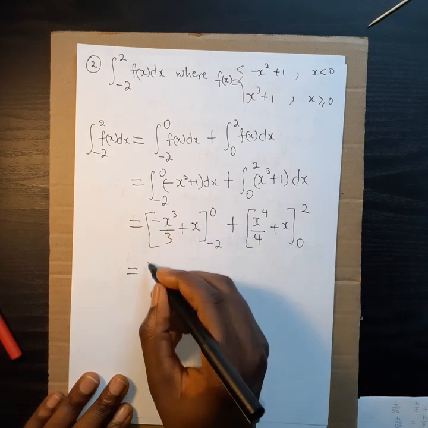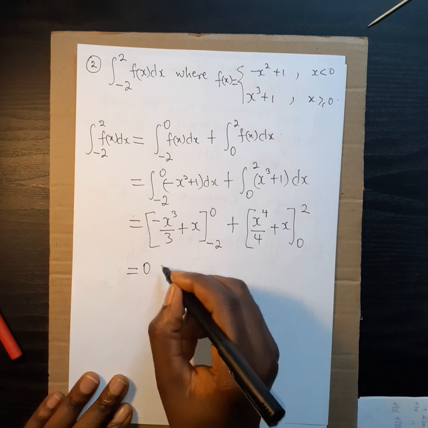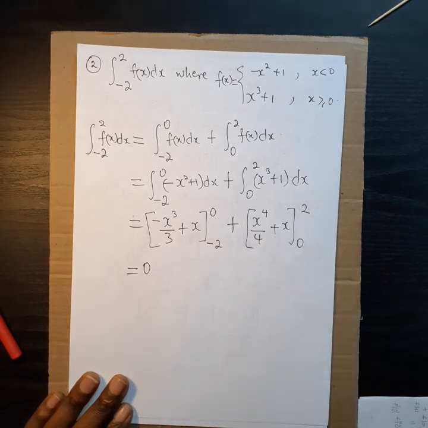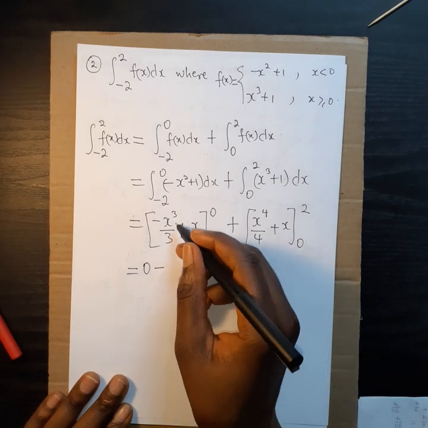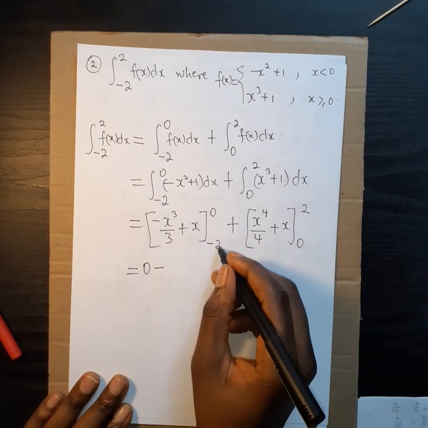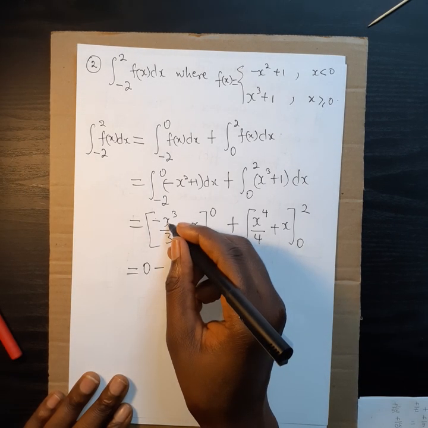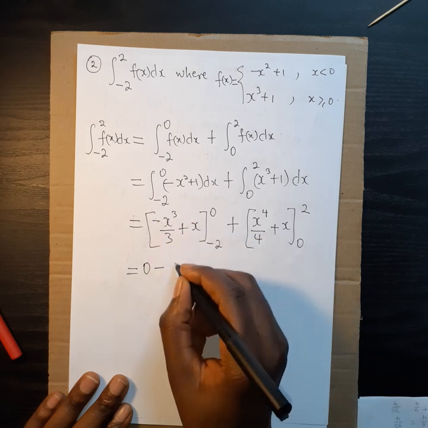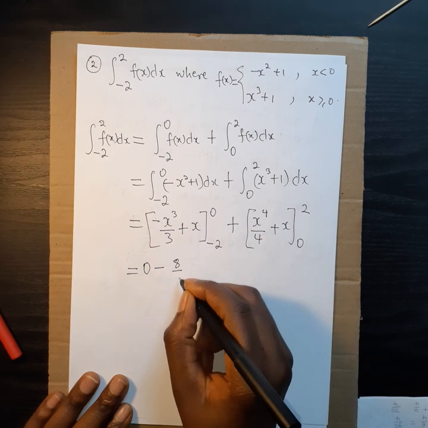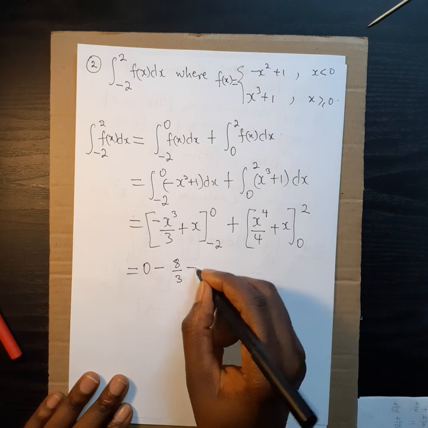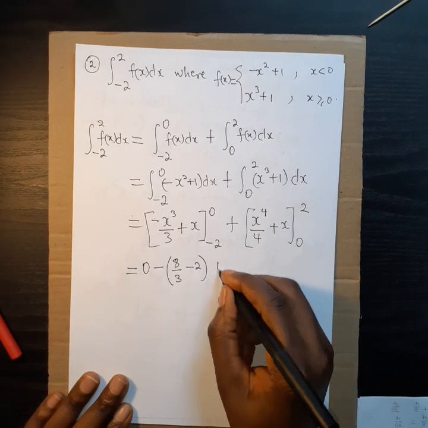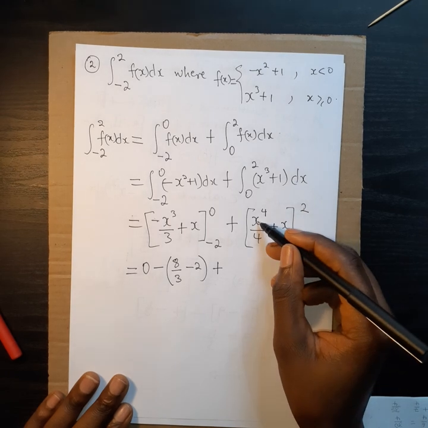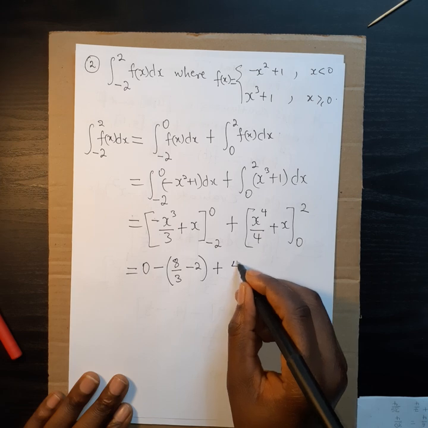And then when we substitute 0, this will be 0, that will be 0. So it's kind of with 0, and then minus, and we evaluate it at minus 2. We put minus 2 here, it will be 8 times that, it will be positive 8 over 3. Then we subtract 2, like that. That's the first part. Second part, we have a plus, we put a 2 here, 2 to the power of 4 is 16 divided by 4 is 4.